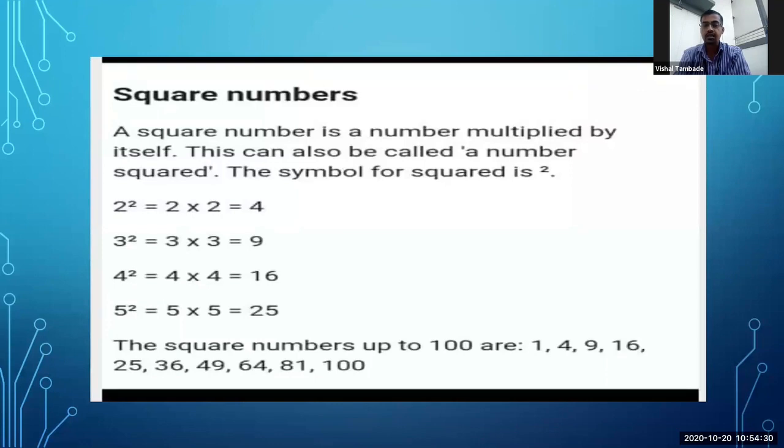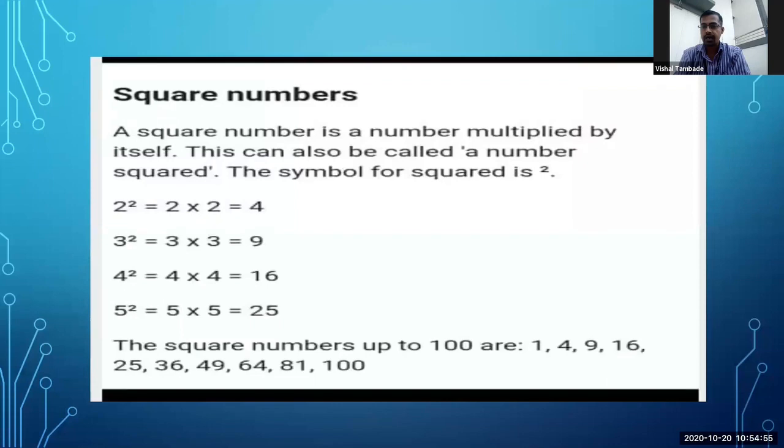Okay, then 36 is the square of which number? 36 is the square of 6, because 6 times 6 is 36. Then 49 is the square of which number? 49 is the square of 7, because 7 times 7 is 49. Okay, 64. 64 is the square of which number? 64 is the square of 8, because 8 times 8 is 64.